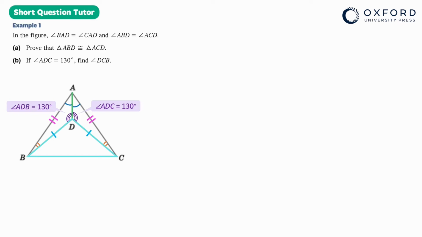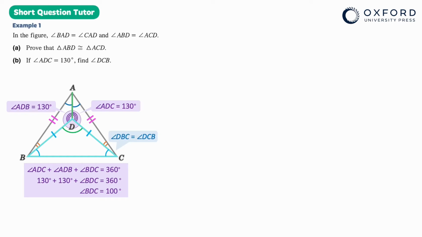After that, we can find this angle by using angles at a point. The sum of them is 360 degrees. So, angle BDC is 100 degrees. As this is an isosceles triangle, that means these two angles are the same. By considering angle sum of triangle, the sum of these three angles is 180 degrees. We have angle DCB equals 40 degrees.